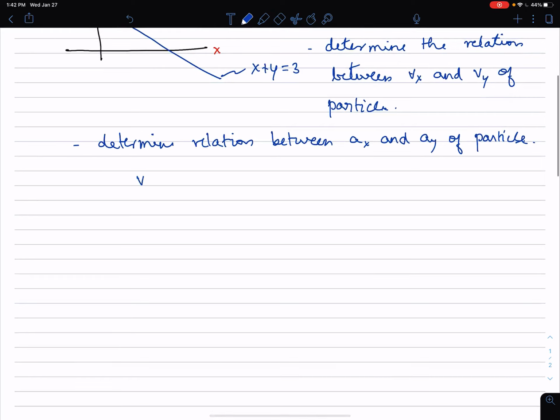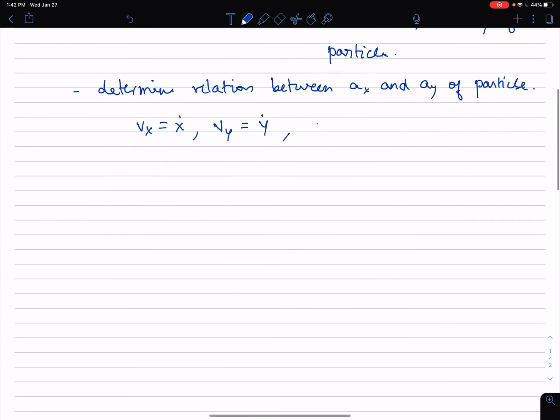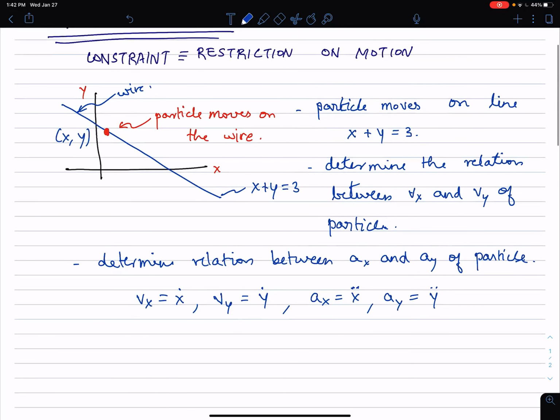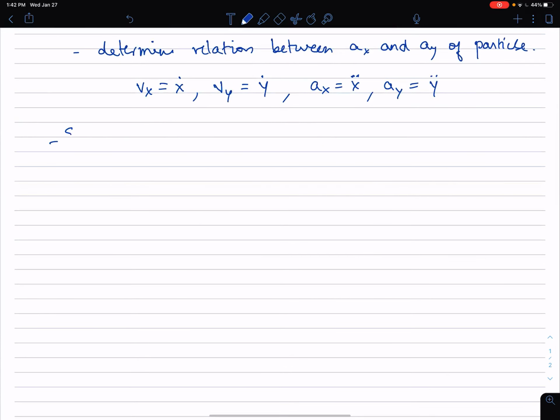What we mean by Vx is just x dot, and what we mean by Vy is just y dot of the particle, where the particle has position x comma y. Similarly, acceleration in the x direction is x double dot, and acceleration in the y direction is y double dot. So how would we find the relationship? Well, you take this relationship in position and differentiate it to get velocity, and then differentiate once more to get acceleration. So, solution.